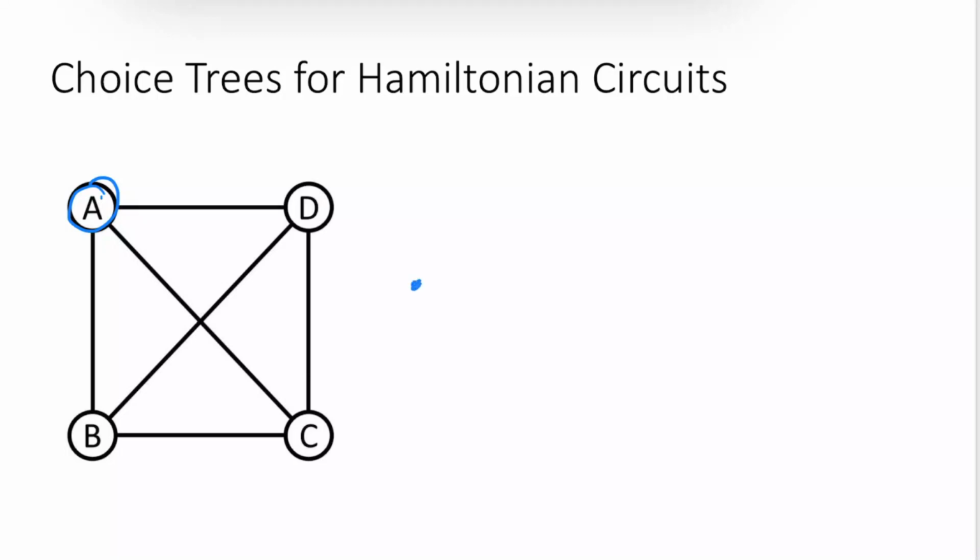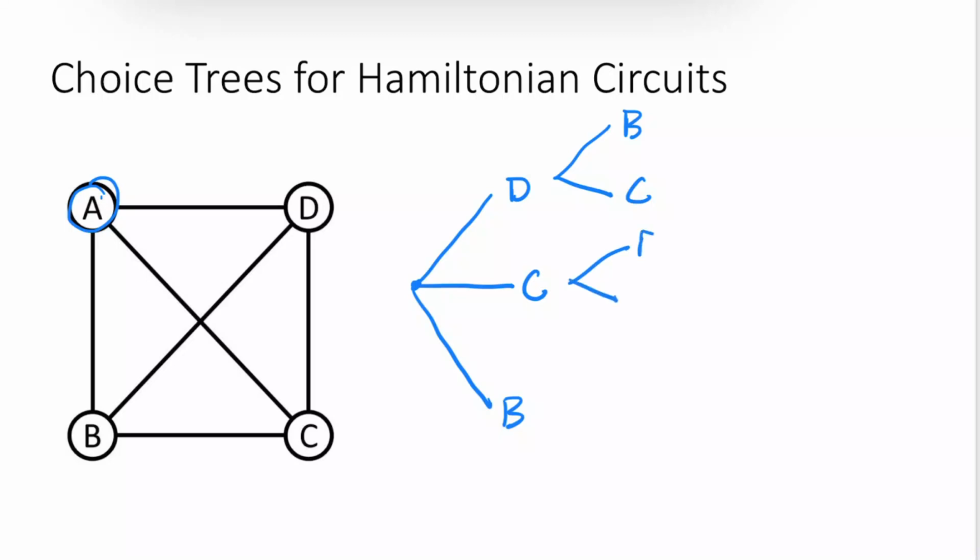On my choice tree, I'm going to draw branches for each one of those choices. So I could go to vertex D, or I could go to vertex C, or I could go to vertex B. And if I go to vertex D, then I have 2 choices for where I can go from there, because I can't go back to A since I haven't finished my circuit yet, but I could go to B or to C. If I went to vertex C, I could go to vertex B or D. And if I went to vertex B, I could go to C or D.